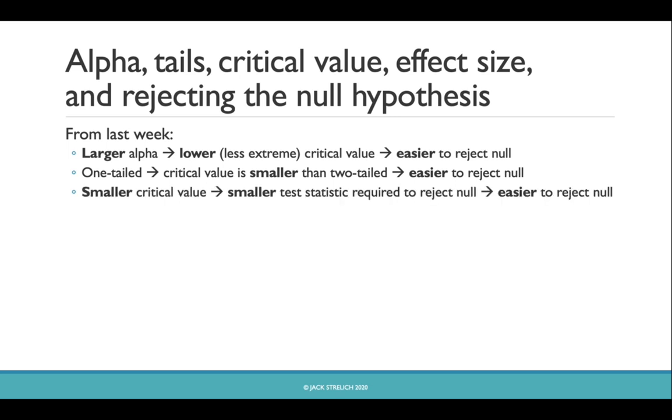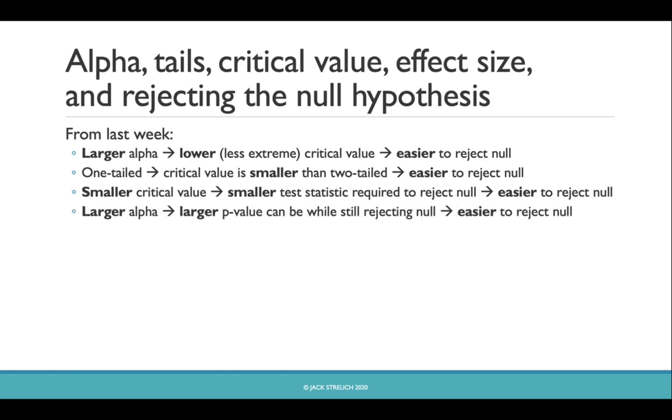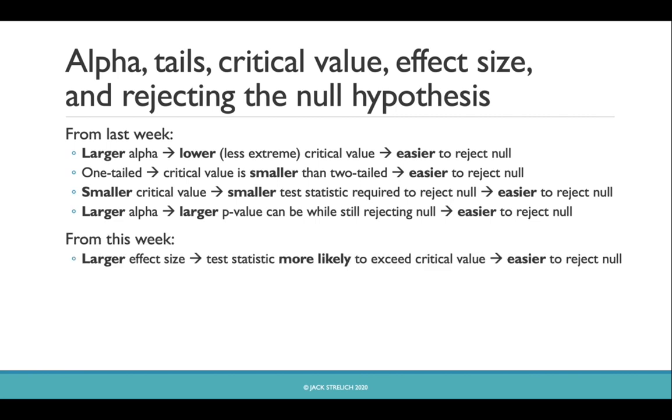A smaller critical value means that a smaller test statistic is required to reject the null, making it easier to reject the null. And finally, a larger alpha value means that the p-value can be larger while still rejecting the null, and thus makes it easier to reject the null. From this week, recall that the larger the effect size is, the more likely it is that the test statistic will exceed the critical value, and thus makes it easier to reject the null.